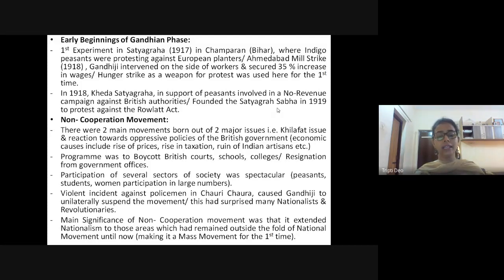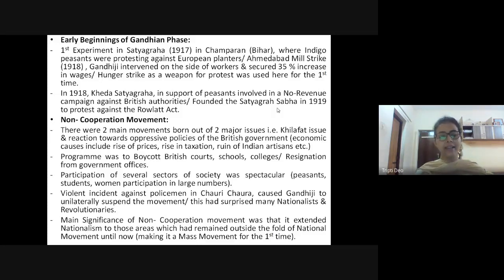Right? In 1918, he started the Kheda Satyagraha. In support of peasants, he was involved in a no revenue campaign against British authorities. And he founded the Satyagraha Sabha in 1919 to protest against the Rowlatt Act. So you see, 1917, 1918, 1919, and until all of these years, 1914 to 17, as I told you, when he came to India, he was just walking throughout India to understand what the ground reality is, right?